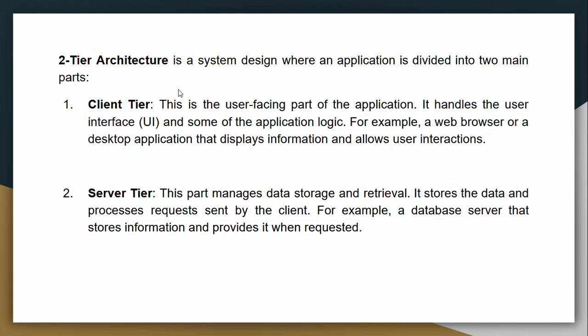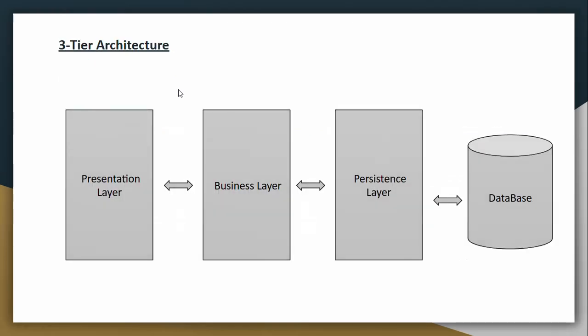Okay, so where are we going to use the two-tier architecture? If your application is suitable for only minimal users, if the load is very low, then we are going to choose this architecture. Third one is the three-tier architecture. In the case of the three-tier architecture, we have three layers and we are going to deploy them on three machines. That is the three-tier architecture.